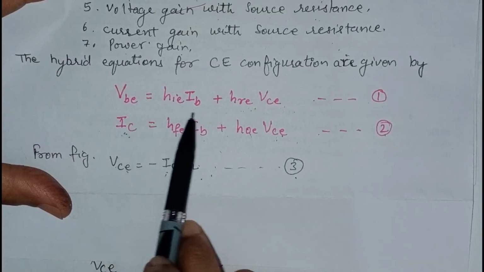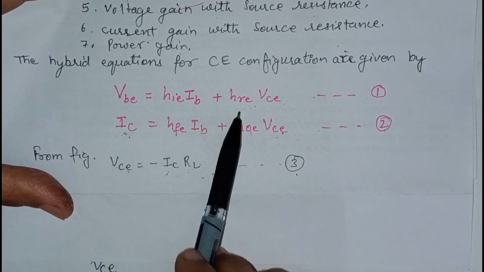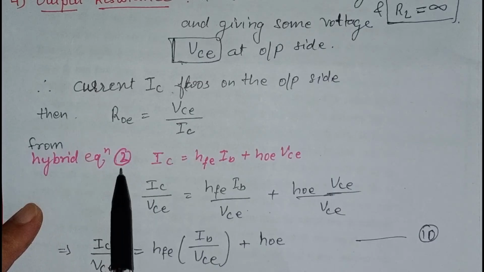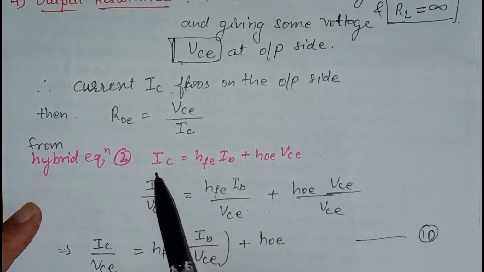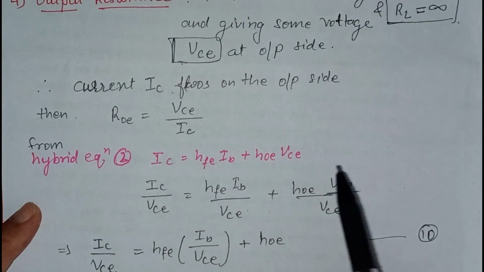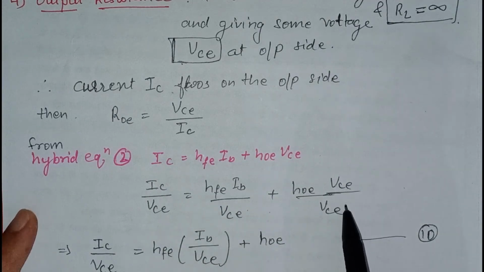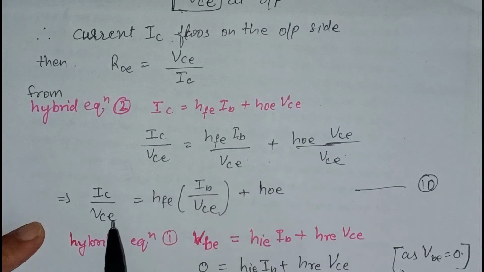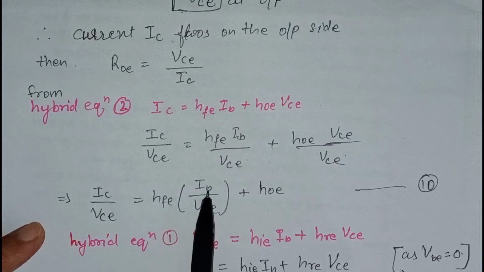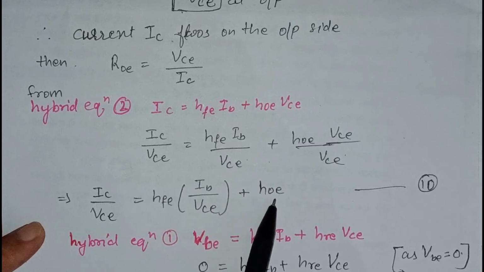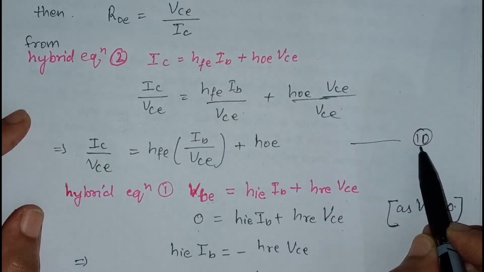We know these are the hybrid equations of the CE configuration. From hybrid equation number 2, we will divide the whole equation by VCE. We will get this equation. After solving, we get IC upon VCE equals HFE times IB upon VCE plus HOE. We will mark this as equation number 10.